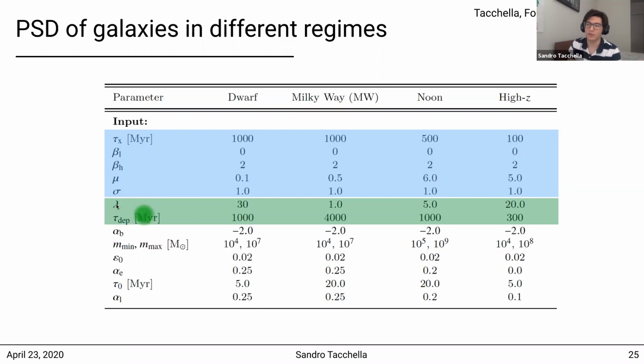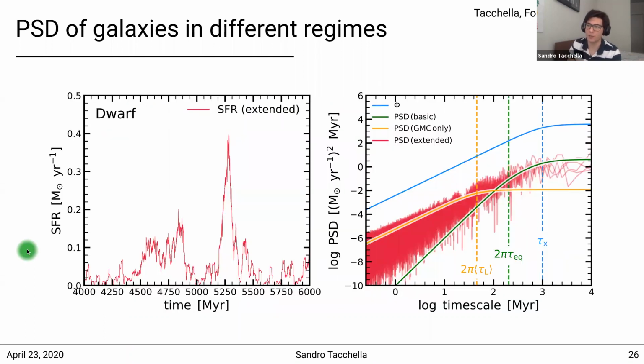Then we have a prescription for the mass loading as well as the depletion time in the galaxies. And at the end, we also have a prescription for GMCs, which mainly reflects the mass function, the star formation efficiencies of individual GMCs, as well as their lifetime distribution. We put in numbers motivated by current observational constraints, and what we get out are star formation histories in these different regimes that look quite different.